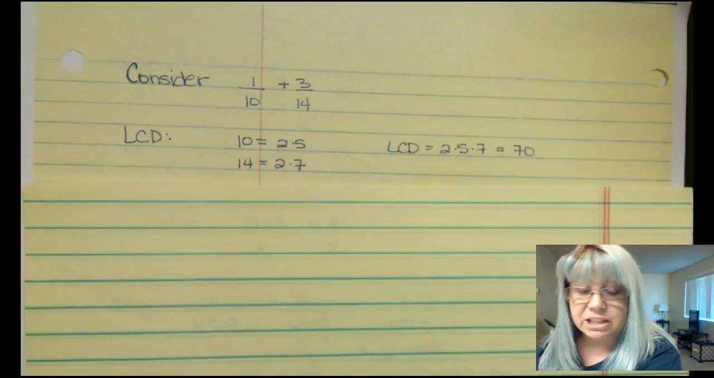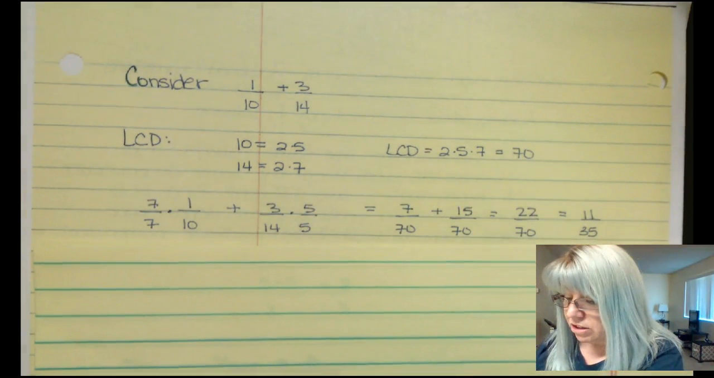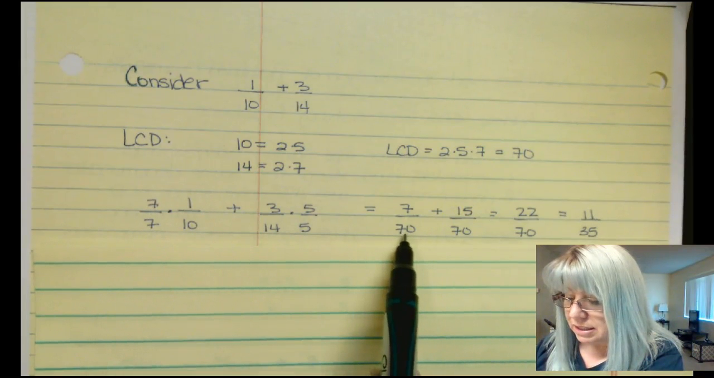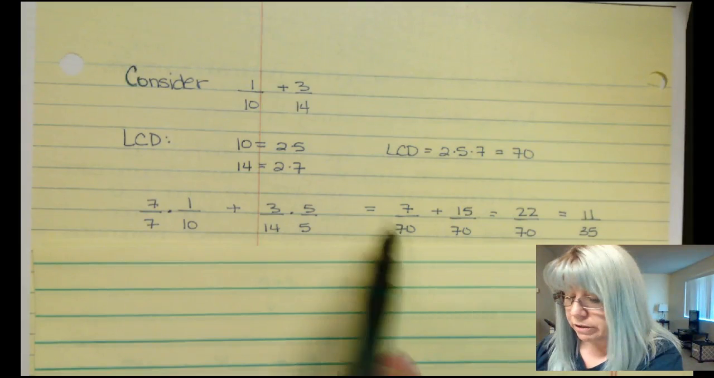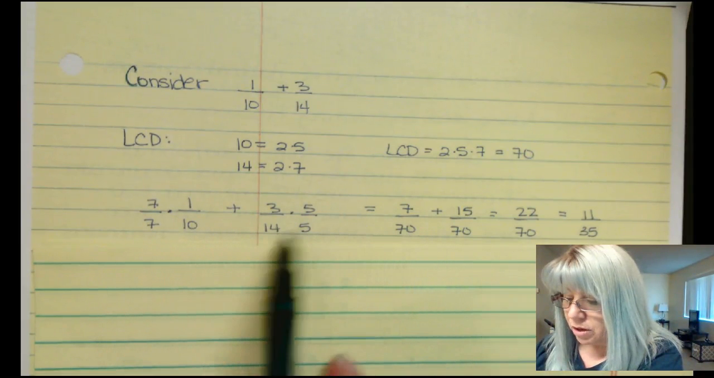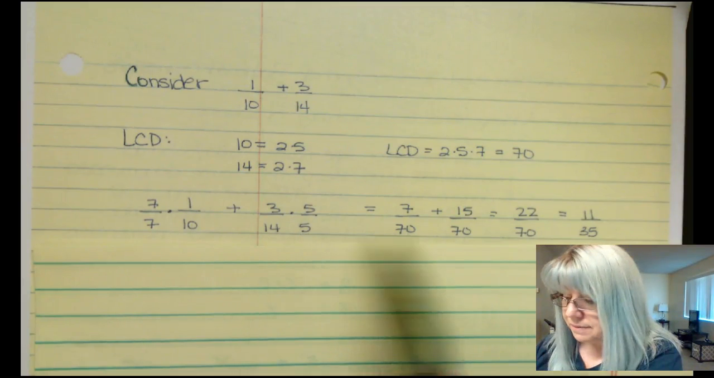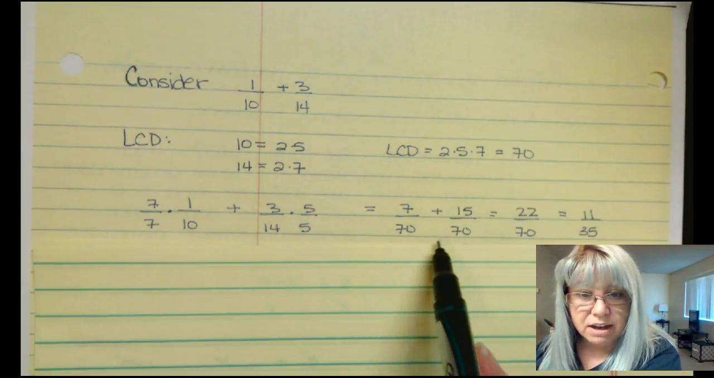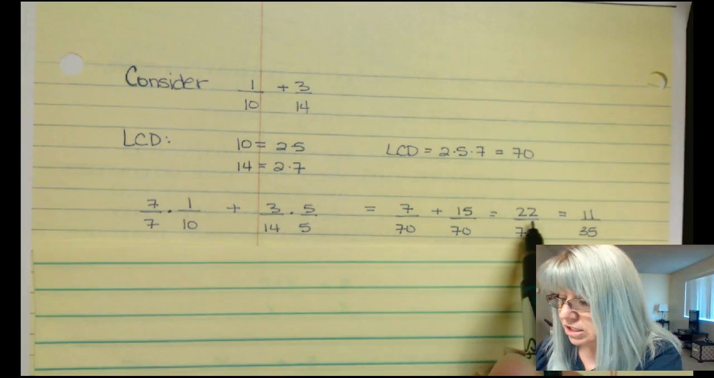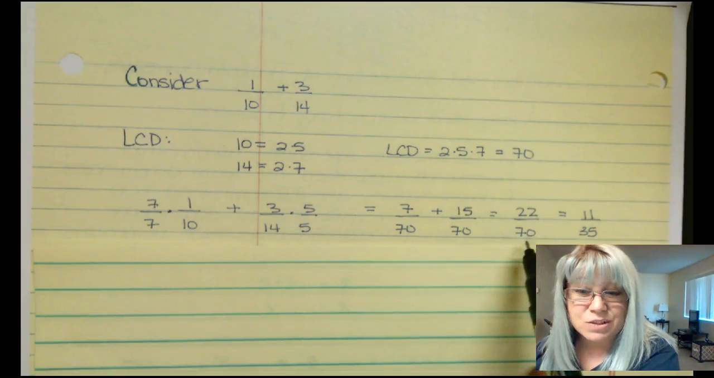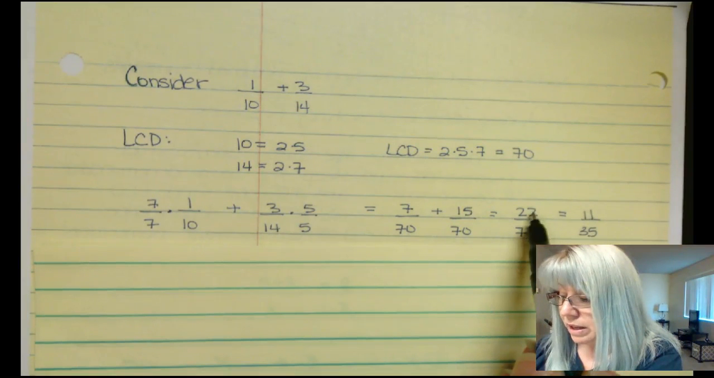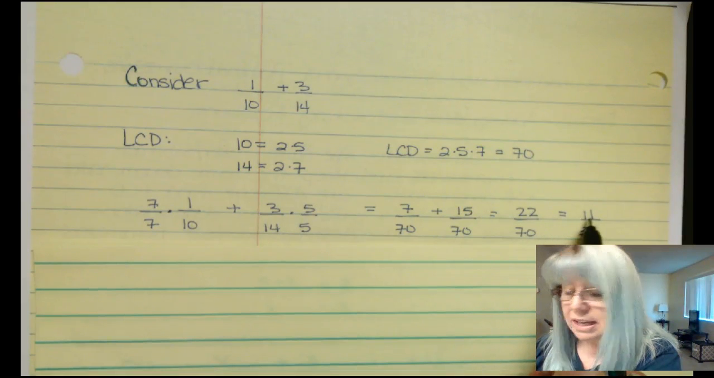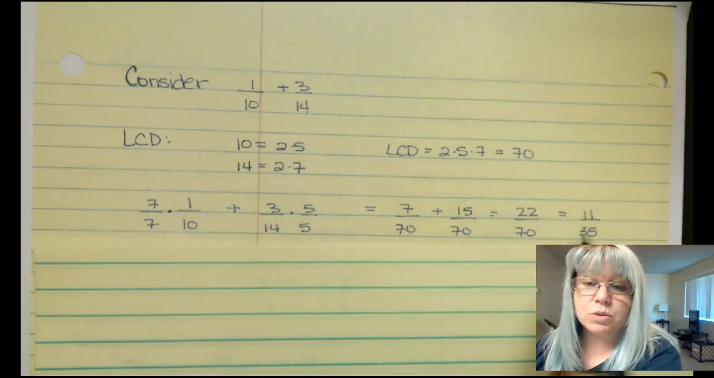Now I'm going to rewrite each of those fractions so that the denominator is 70. 7 times 10 will get me 70. What I did to the denominator, I must do to the numerator. 7 times 1 is 7. 14 times 5 is 70. Therefore, 3 times 5 is 15. Now that they have the same denominator, I add the numerators. 7 plus 15 is 22 over 70, and the last thing I do is reduce. I could divide each by 2. So 22 divided by 2 is 11, and 70 divided by 2 is 35.